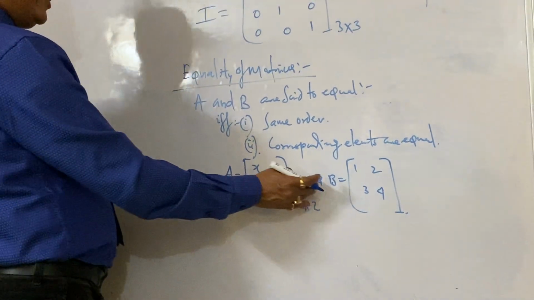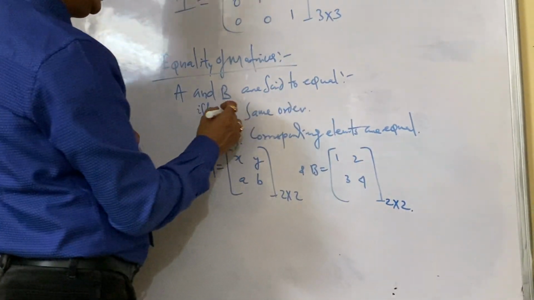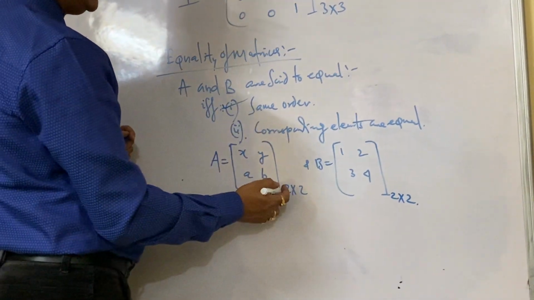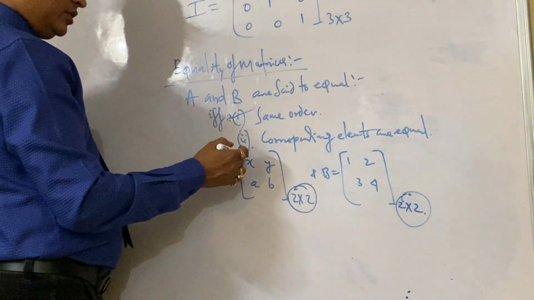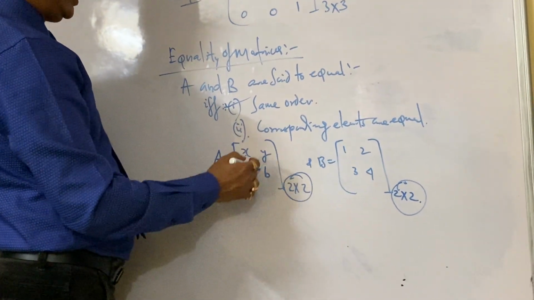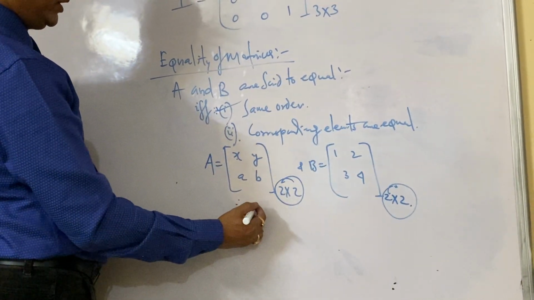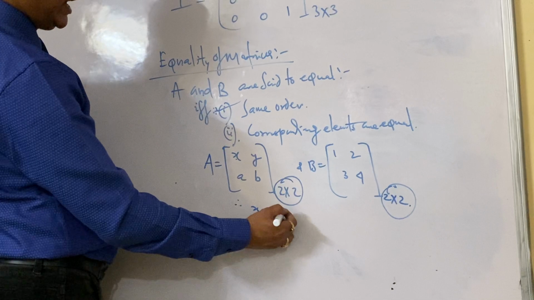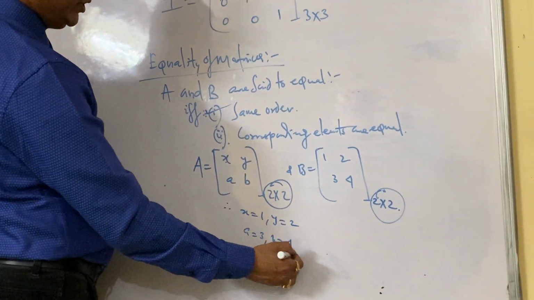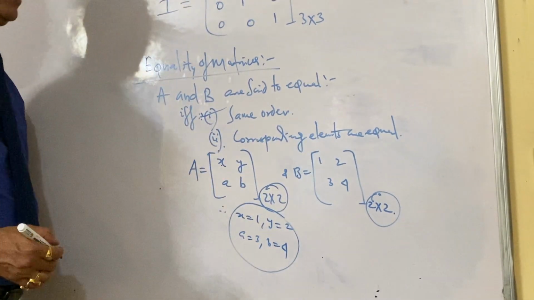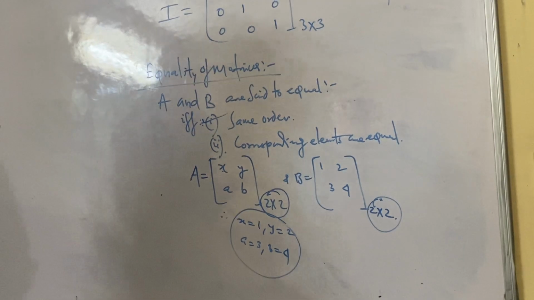So, if these are the two matrices, they can only be equal if and only if they satisfy two conditions. They have the same order, so you can see 2 by 2, 2 by 2, both have the same order, and the corresponding elements must be equal. That means each element of the first matrix must equal the corresponding element of the second. So here we can write x equal to 1, y equal to 2, a equal to 3 and b equal to 4. If this is possible, then only these two matrices are equal. We can say A and B are equal to each other.